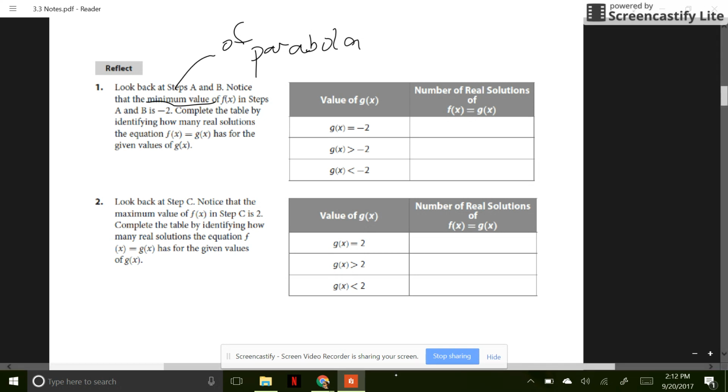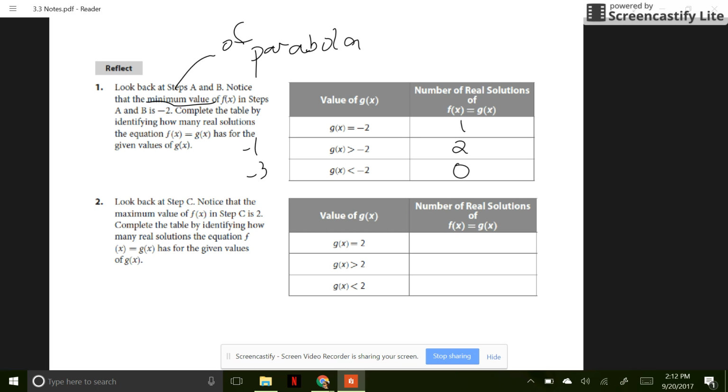So when we were equal to negative 2, we had one solution. That's where we were touching our parabola exactly once. When our value was greater than negative 2, so that was where we looked at the function at negative 1, it was crossing it twice. And when we were looking at less than negative 2, that's when we were looking specifically at negative 3, it wasn't touching it at all. So that's telling us how many real solutions there are.